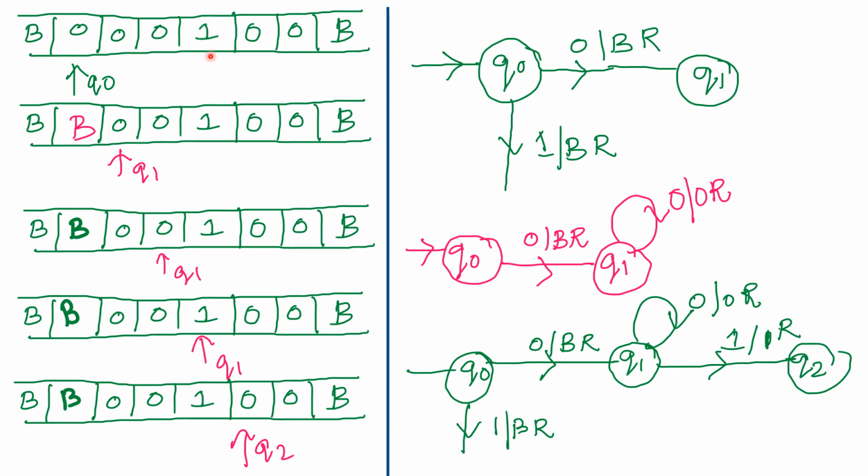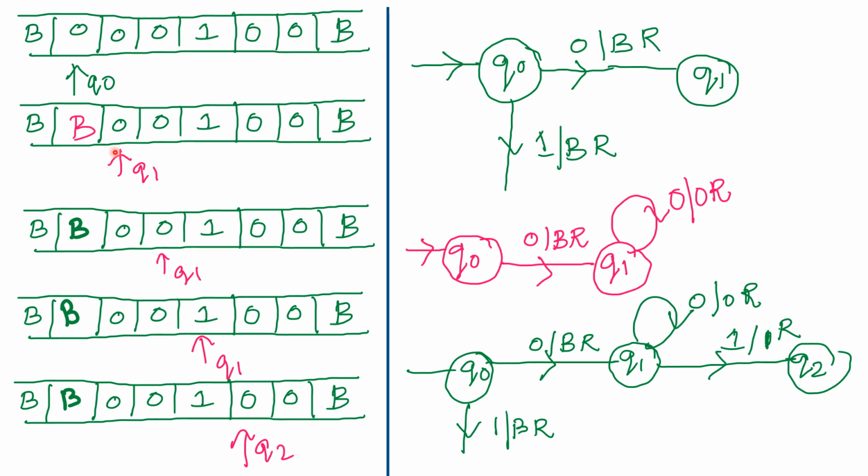So when will Q naught see a 1? It is already processed, so it may be a 1. At that time we have to change it to blank, then move right. In this case, if we are seeing a 1, and if you are seeing 0, you have to move to the right-hand side. So you have to replace 0 by the blank symbol as well as move to the right-hand side.